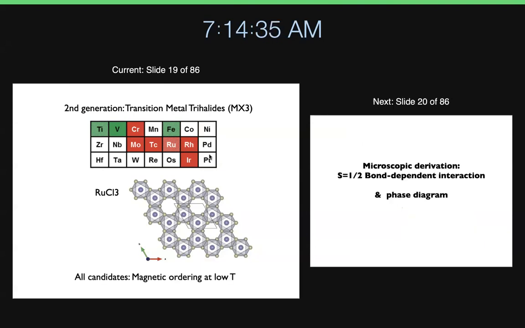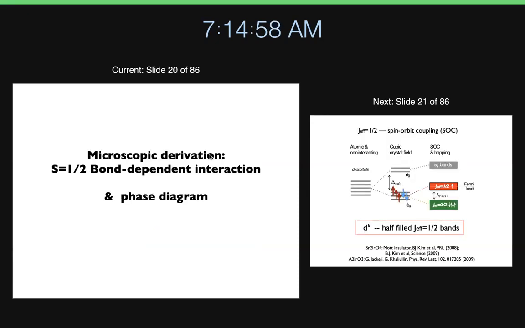Okay, all these candidates that we have said, in fact, have a magnetic ordering at low temperature. So as I said in the very beginning, on this x-axis, other interactions come in, and that will generate the magnetic order. And then there is a finite temperature regime, which might be governed by the Kitaev physics. So let's see if that's the case. Okay, so let's think about the microscopic derivations. This is only for a spin half and bond-dependent interactions, and we'll talk about the phase diagrams and the nearby phases near the Kitaev spin liquid.